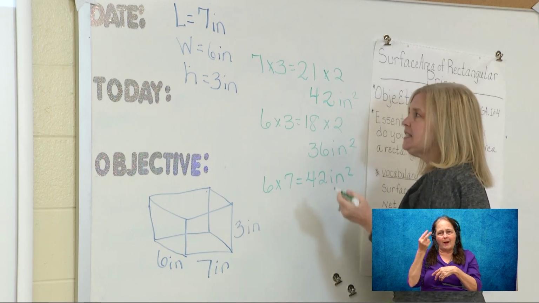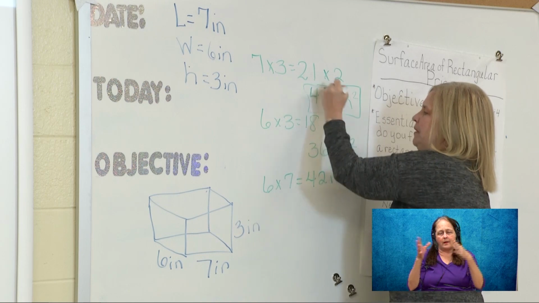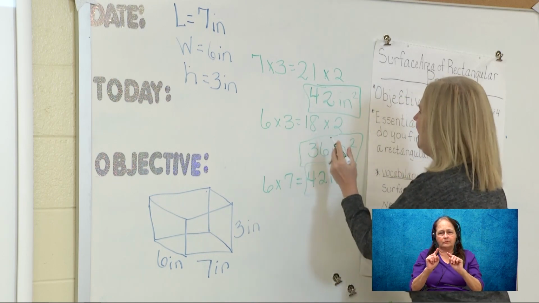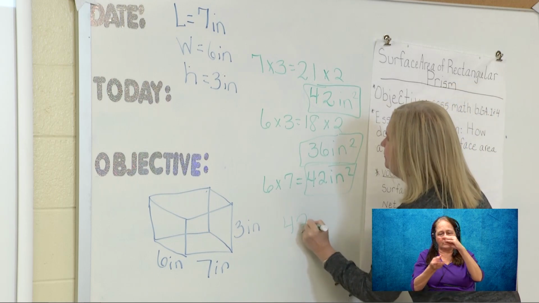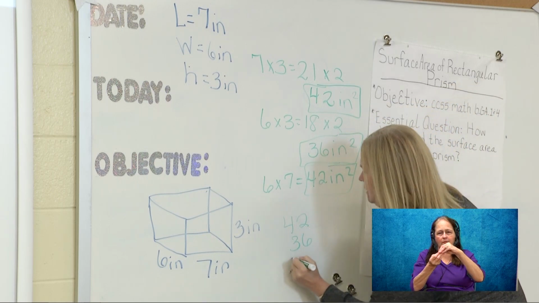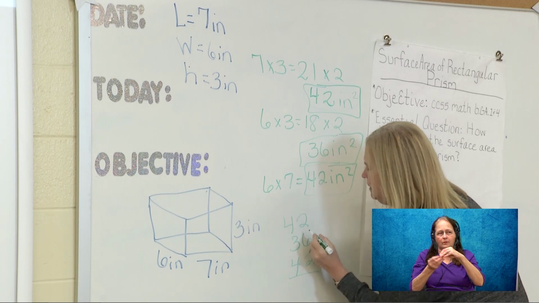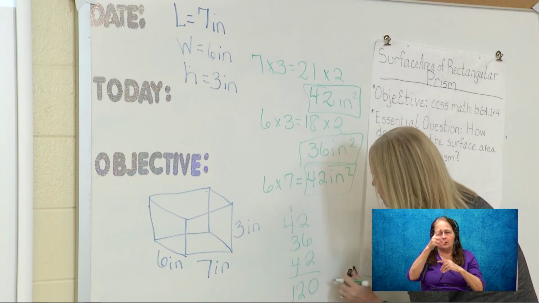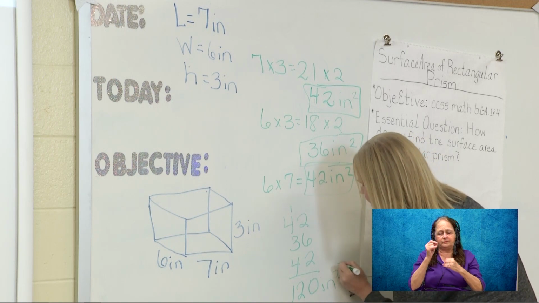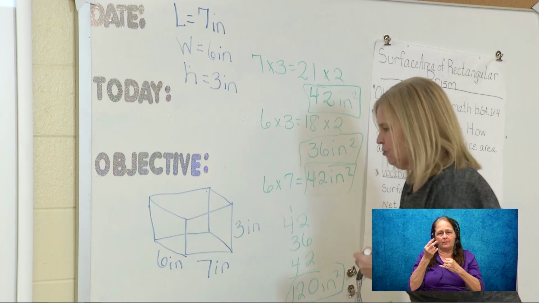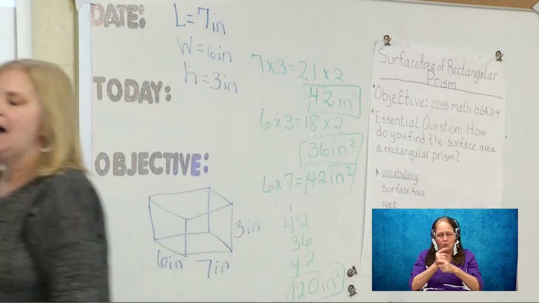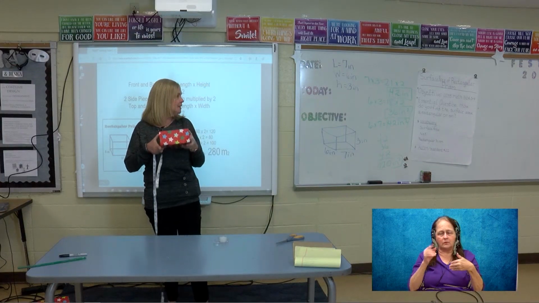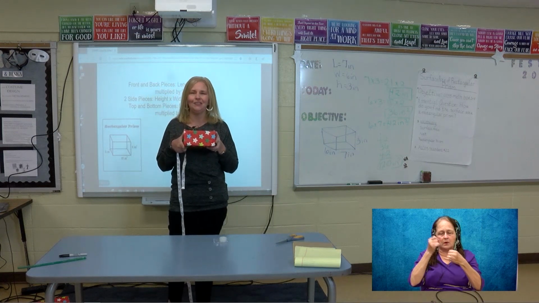So remember, at this point, we're going to add up our 3 answers. And when we add these up, we get 120 inches squared, and that is the actual surface area of this box. 120 inches squared.